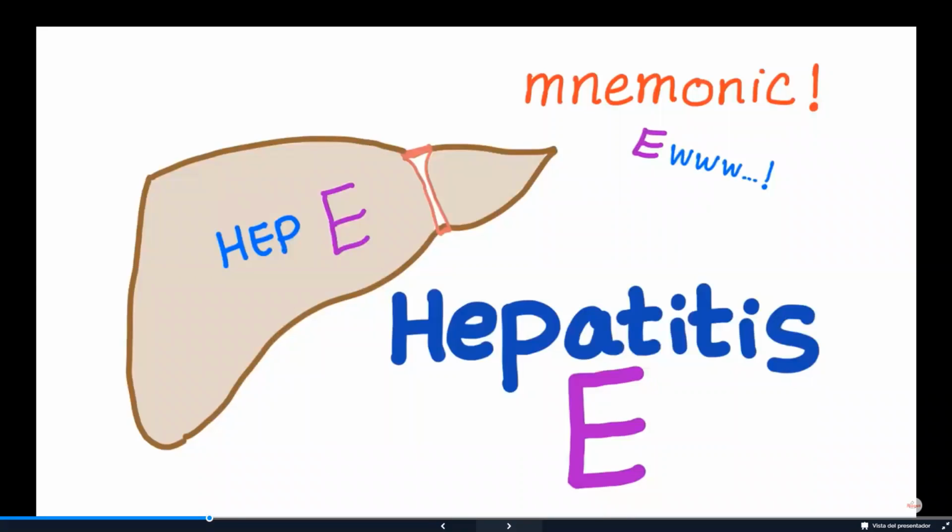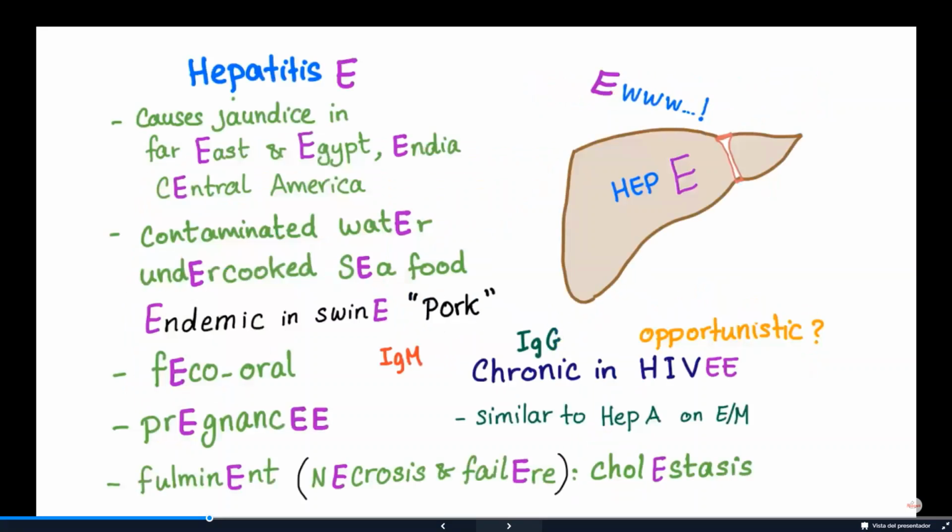Hepatitis E mnemonic. The E mnemonic, also known as the EU mnemonic, coming up. Hepatitis E, remember EU. It causes jaundice in the Far East, Egypt, and by Egypt I mean Africa. And by the way, Egypt is my home country. India, Central America, contaminated water, contaminated.